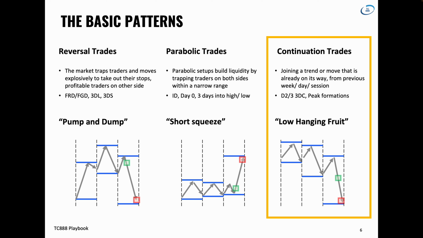Then you have parabolic trades that are squeezing over a couple of days and then exploding. This can be on a lower time frame, but also on the higher time frame. This might be an inside day setup, for example. This trade we're looking at now is a continuation trade. So that's day 2, day 3, 3-day cycle, peak formation, continuation trades. Can be on the day or within the sessions, but it's a low-hanging fruit trade. You can take it from here as a continuation trade or as soon as it breaks out or down, going further. Why do I like that so much?